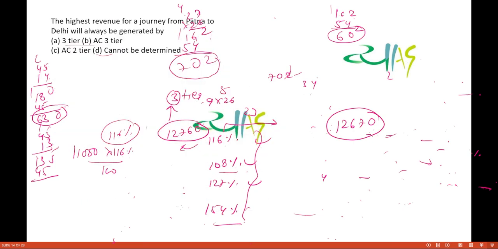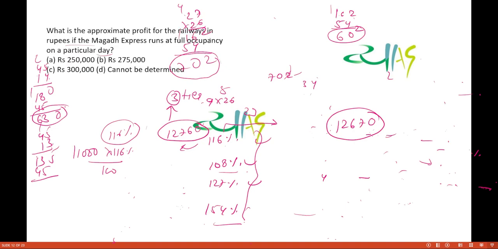Now look at this. It is asking what is the approximate profit for the railways in rupees if Magad Express runs at full occupancy. So, एक bogie से you are having this much profit, and there are 8 bogies. Then you are having 108% profit. Okay, 108% profit on how many rupees? 27500. Our cost price was this. So profit is how much? 108. So basically यहाँ पे profit कितना होगा? 27500 plus 8% of 2750.